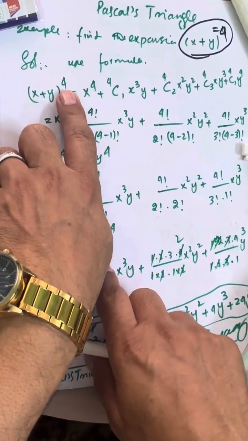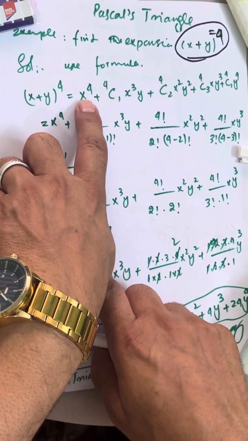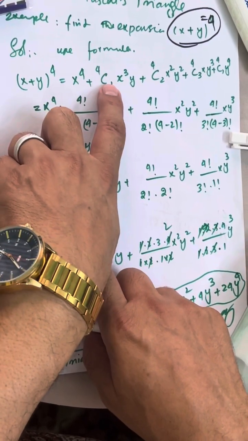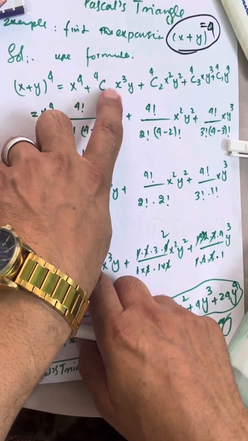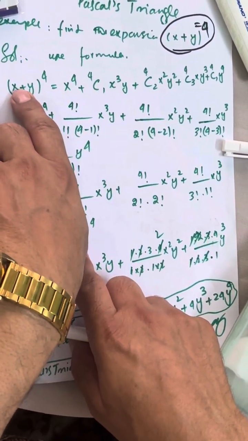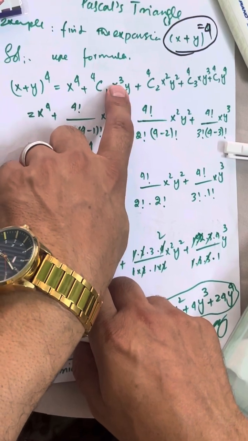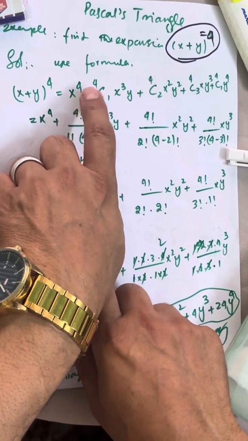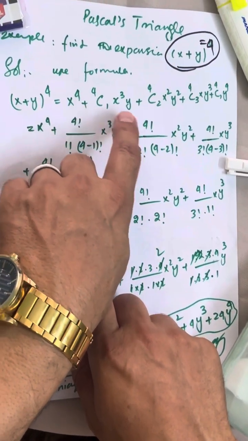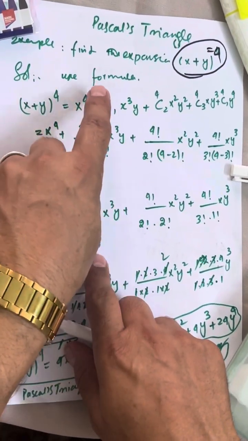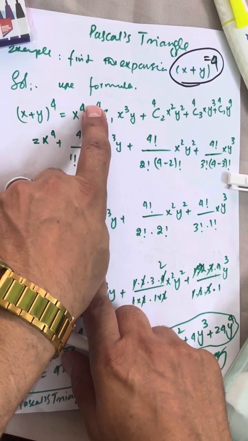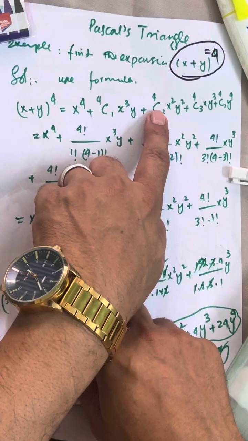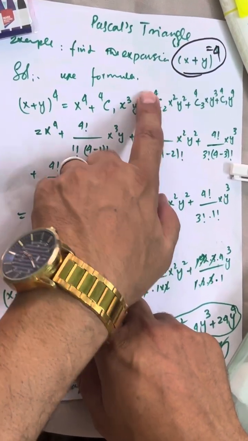(x + y) power 4. When we start, the first term is x^4, and the coefficient is C(4,0). This is a permutation, factorial. Then the power of x in the next term is decreasing to 3, and the power of the second variable is starting. In the first term there is no y, but here we have y and a coefficient. So the coefficient C(4,1) means 4 factorial over 1 factorial, it's also called a permutation. Then this is the third term, C(4,2).